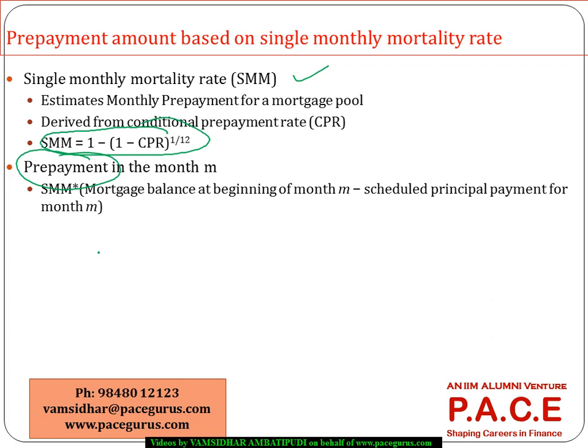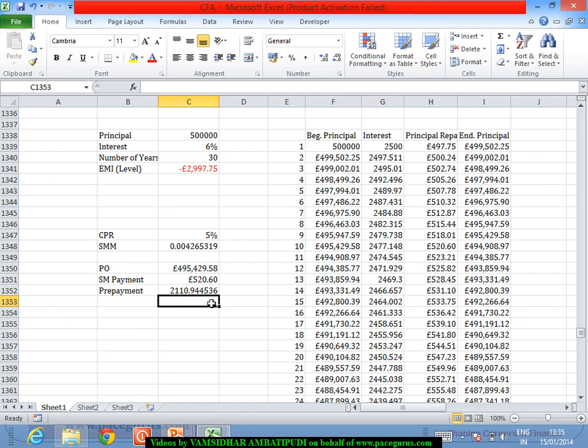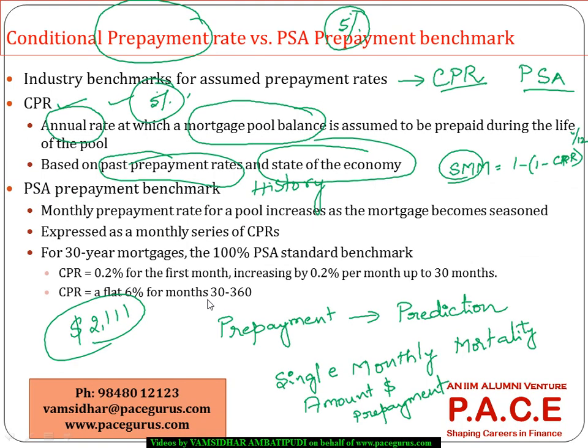If I want to find out what could be the prepayment, I will take the single monthly mortality, 0.004265, into whatever is the balance at the beginning of the month minus whatever is the scheduled payment for that particular month. That is what will take me through what could be the prepayment that I can expect during that particular month.